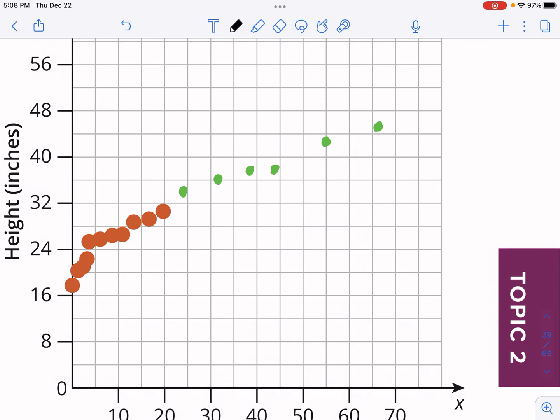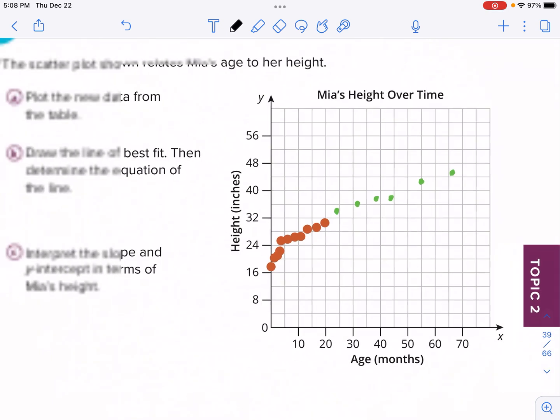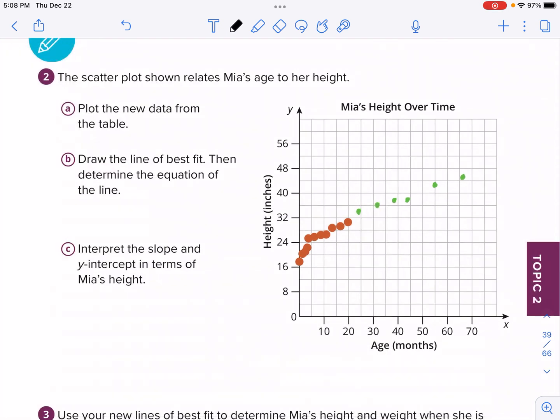All right, we've got 6 additional points. I'm going to zoom out. So we did number 2A. Now we're going to draw the line of best fit. It's going to be a line that best fits this data set, somewhere like this. I think that might be a good line.